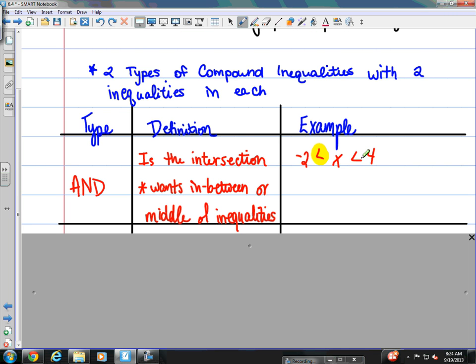If you notice, they both point to the left. So that reads -2 is less than x. So if I break them apart, I can say -2 is less than x. And, because it's an and inequality, our variable's in the middle. It says it wants in the middle. So write the word and. Our second part is x is less than 4.